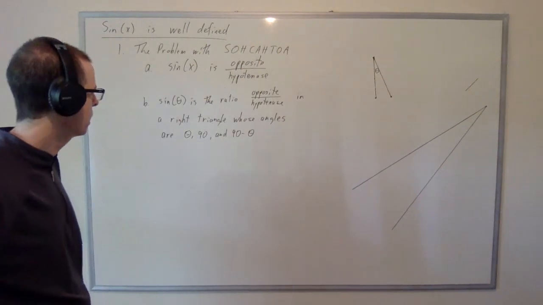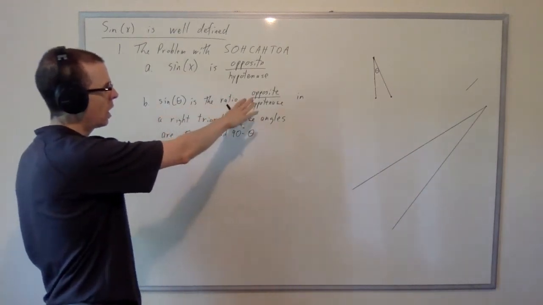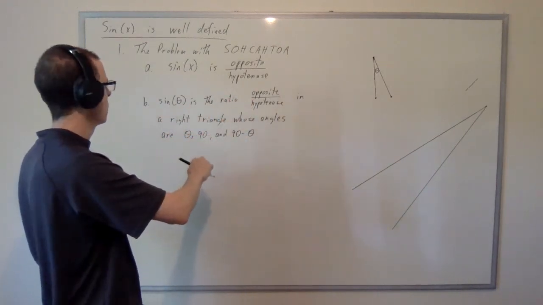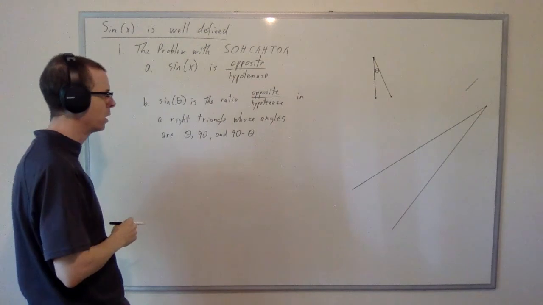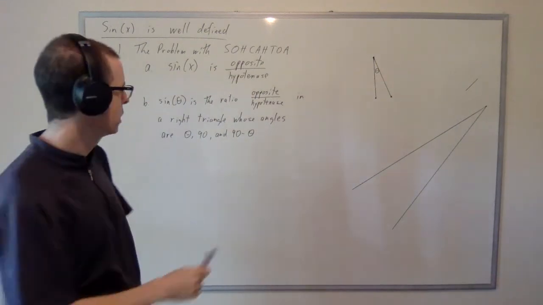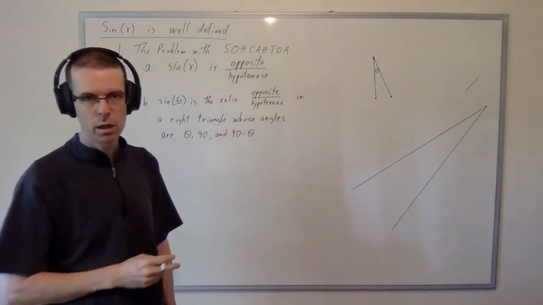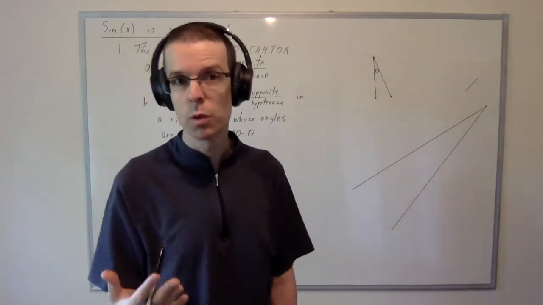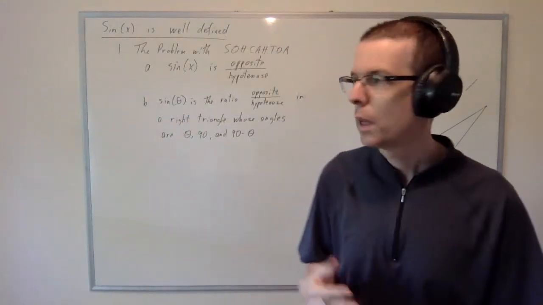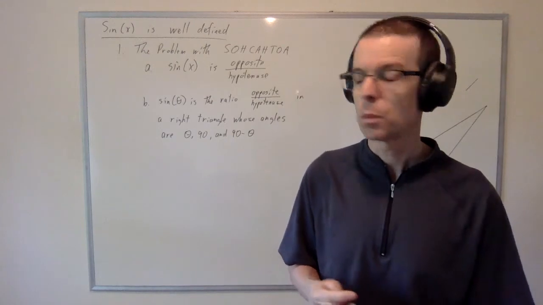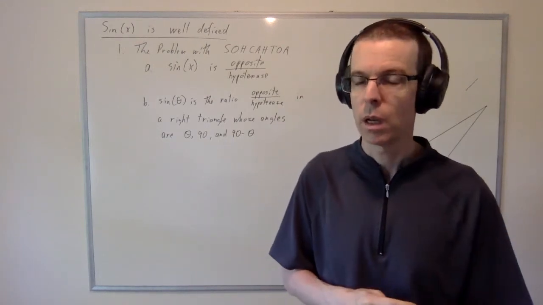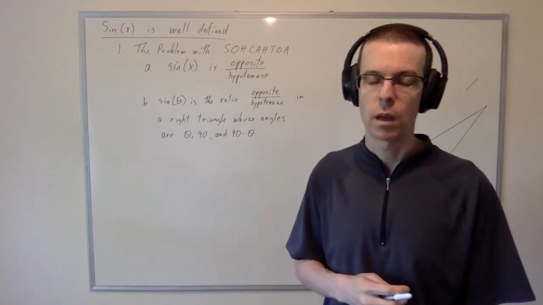So to be more specific, sine theta is the ratio opposite side length over hypotenuse length in a right triangle whose angles are theta, 90, and of course 90 minus theta because they have to sum to 180. Now, this is a true statement about sine theta, and it's useful for doing all sorts of calculations, but it's not merely a true statement about sine theta. It's the very definition of sine theta.